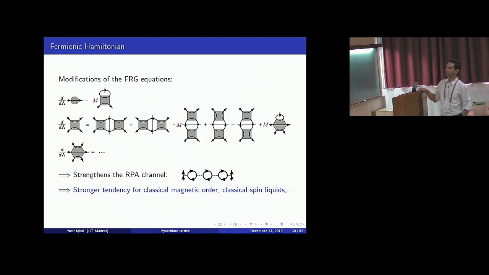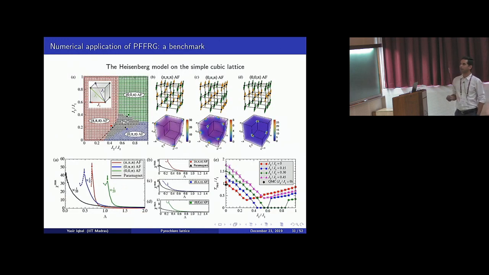And clearly you see that when m goes to infinity, or spin length goes to infinity, you are simply left with the RPA diagrams, right? So this term strengthens the RPA channel, or rather the magnetic ordering tendencies, as it should. And then it reproduces the standard classical result. So, for example, to benchmark, you can apply the FRG to the simple cubic lattice Heisenberg antiferromagnet.